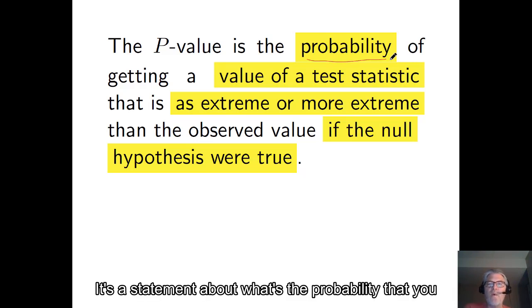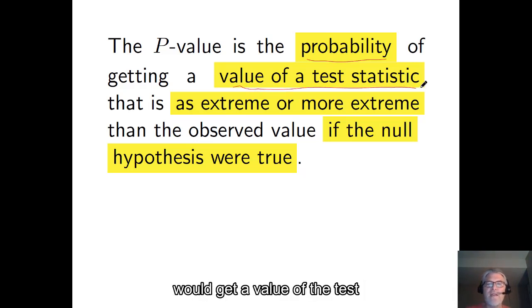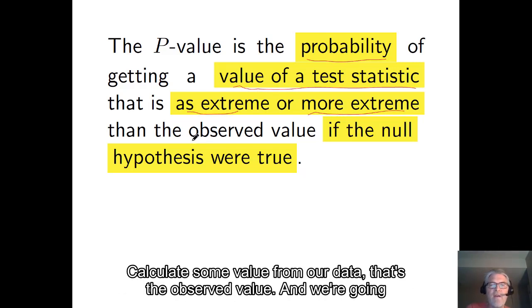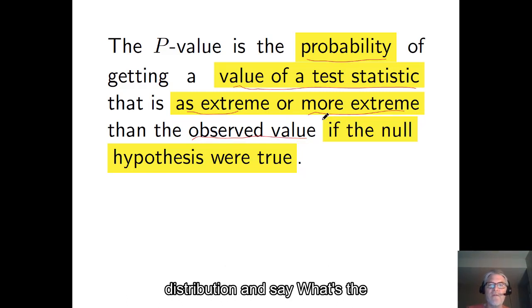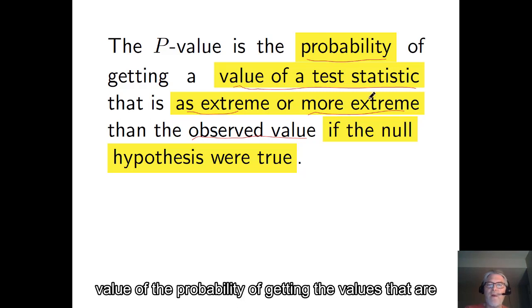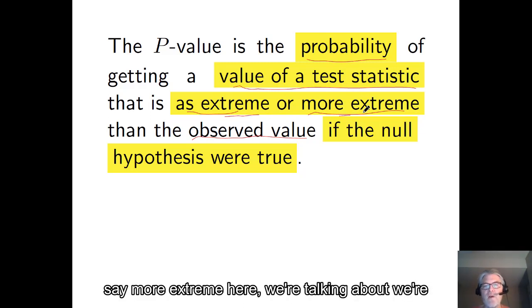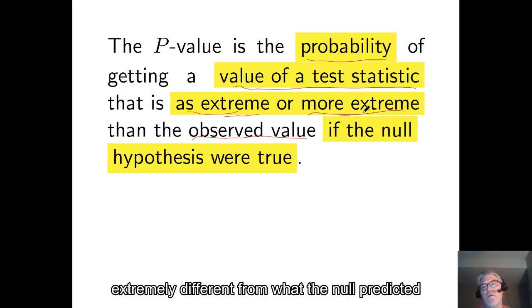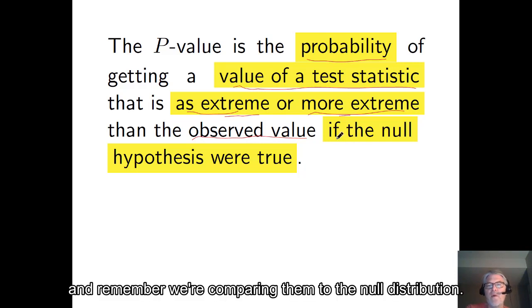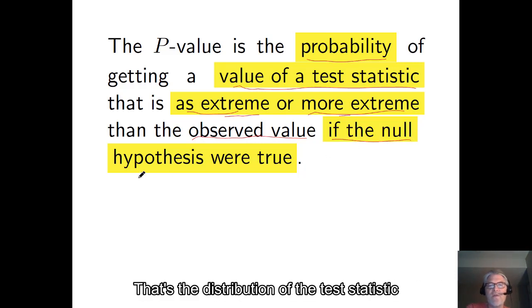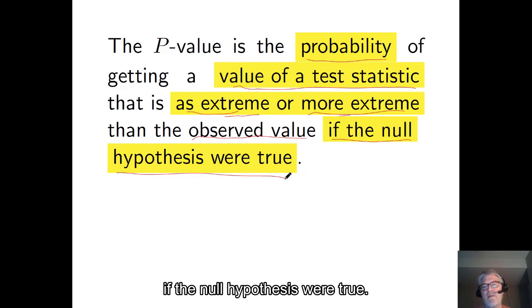It's a statement about what's the probability that you would get a value of the test statistic that is as extreme or more extreme than the observed value. So we're going to calculate some value from our data, that's the observed value, and we're going to compare that to the null distribution and say what's the probability of getting values that are as extreme or more extreme. When we say more extreme here, we're talking about more extremely different from what the null predicted. And remember, we're comparing them to the null distribution. That's the distribution of the test statistic if the null hypothesis were true.